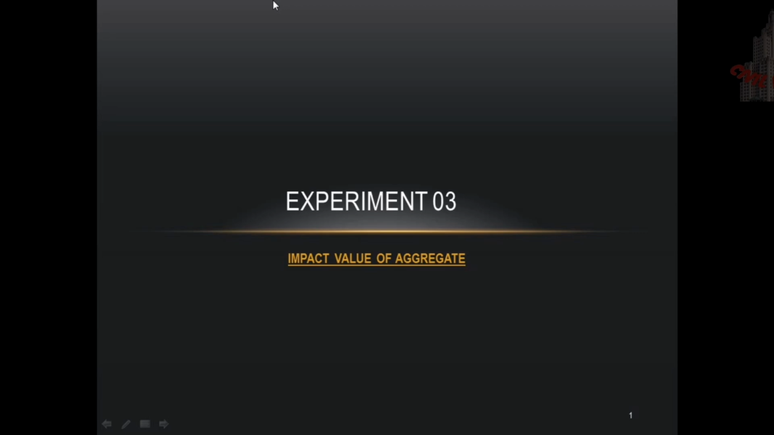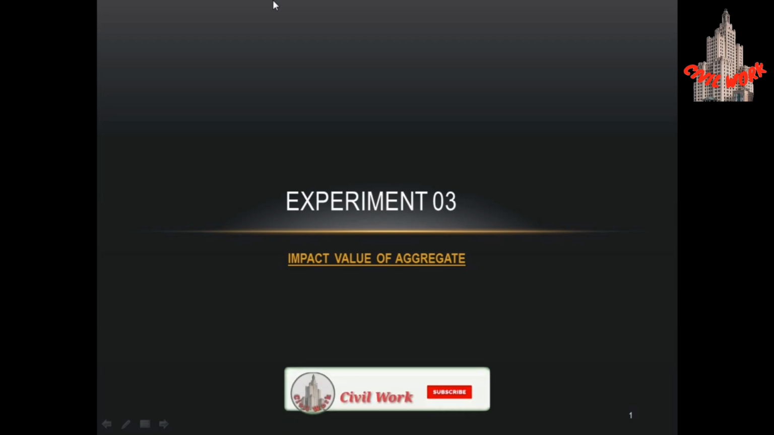Today we will discuss a test related to transportation. It is a test of aggregate material. The main title of the test is the impact value of aggregate.